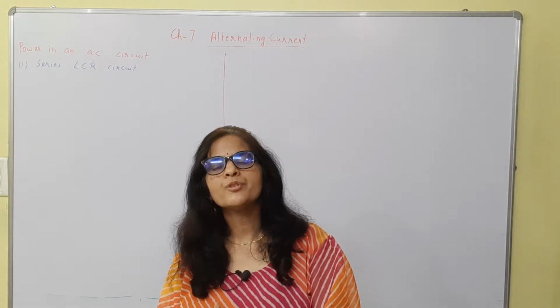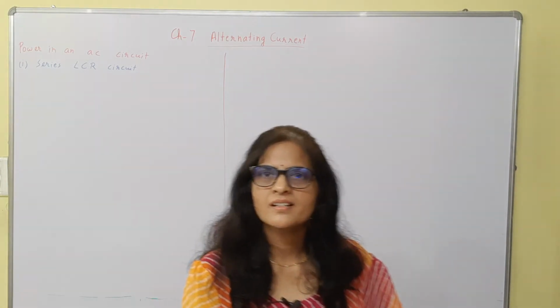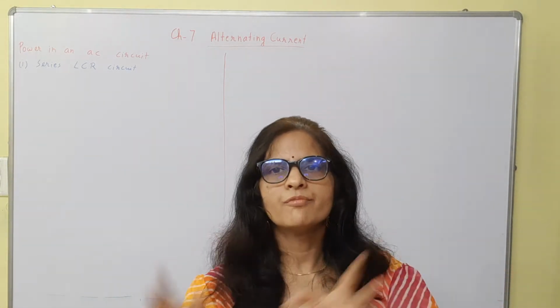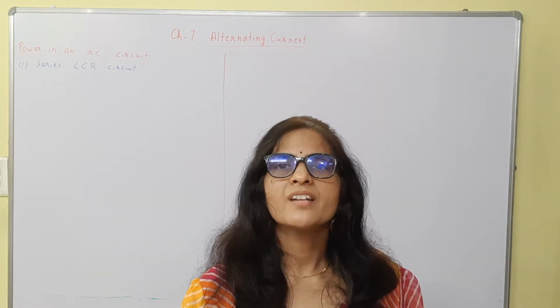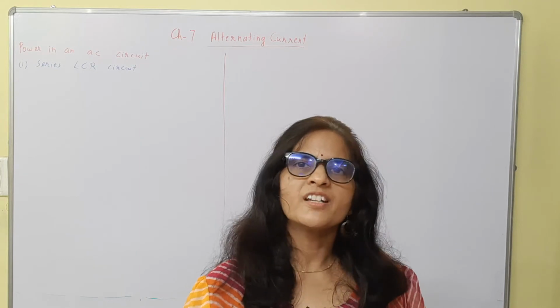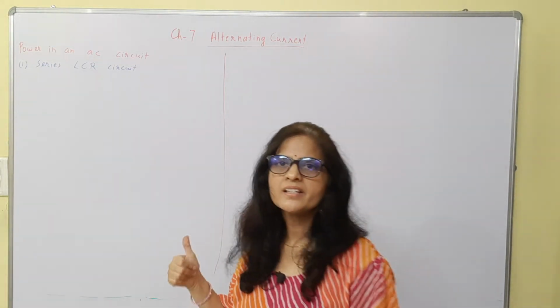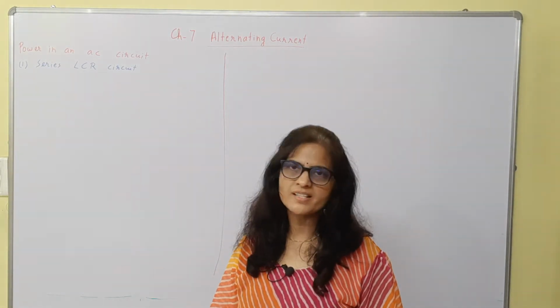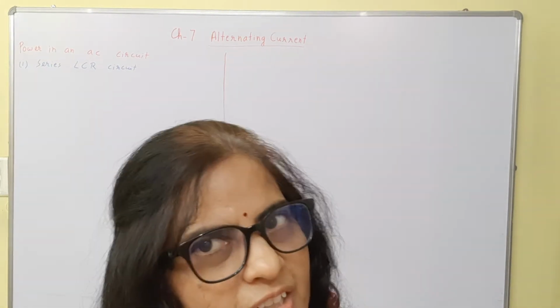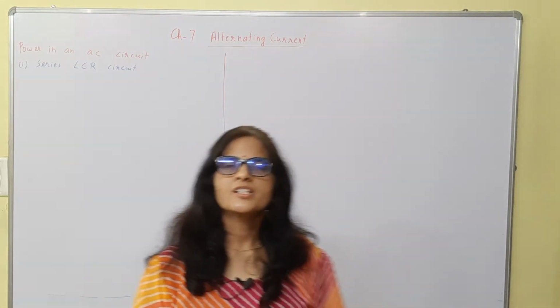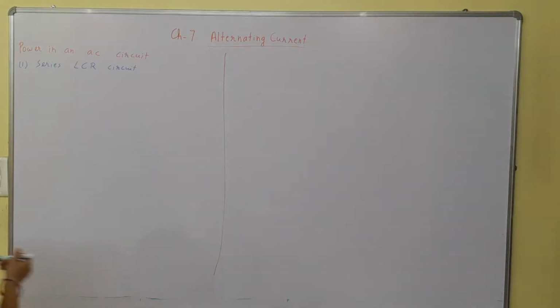Otherwise, you can directly put the expressions for voltage and current for the resistor case, inductor case, and capacitor case, and then apply trigonometry to find the result separately. But I find it simple because you find it first for LCR, then write the phase difference, put the values and get the answer. Okay? So that's why we have taken series LCR circuits here.